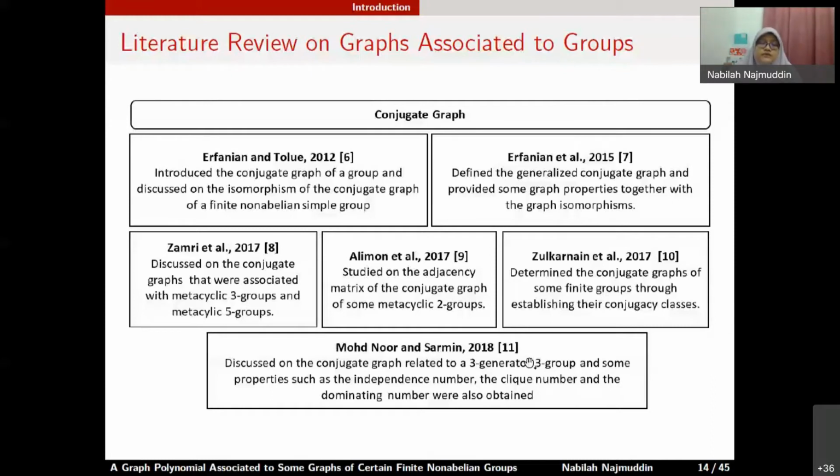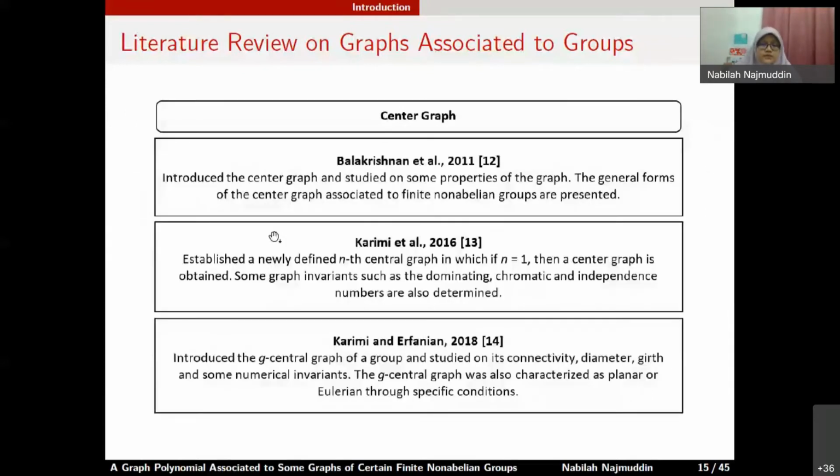For the center graph, in 2011, Balakrishnan introduced the center graph, and the general forms for the center graph associated to finite non-abelian groups were presented. Then in 2016, Karimi et al. established a newly defined n-central graph related to the upper central series of a group, in which if n equals 1, it is equal to the center graph.